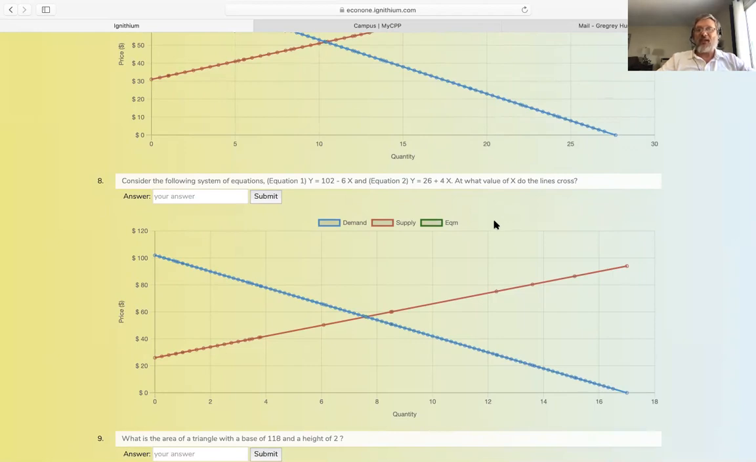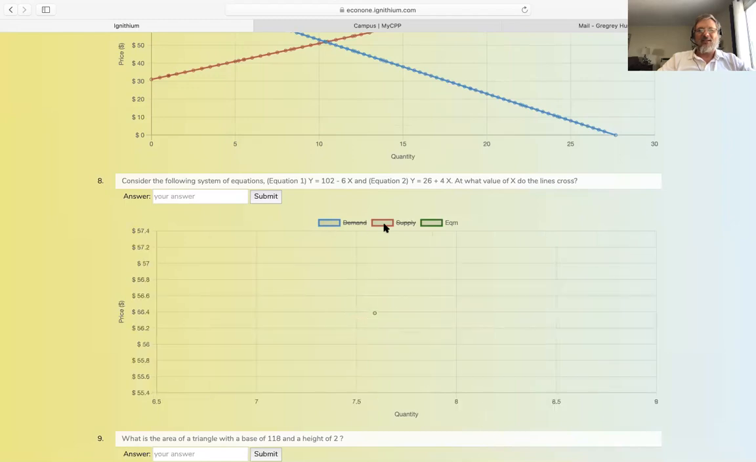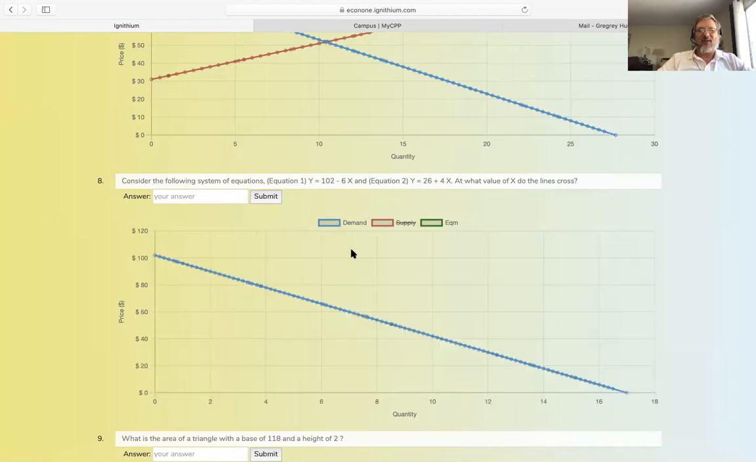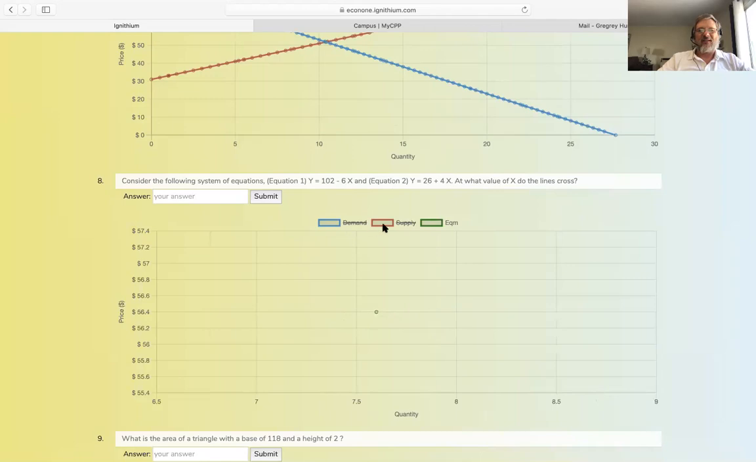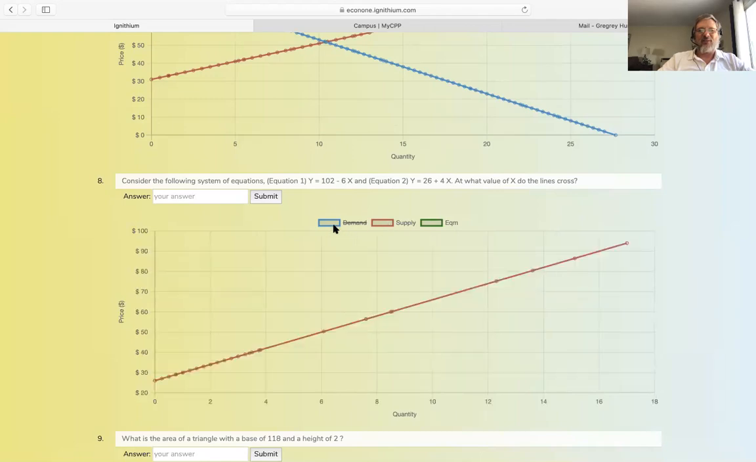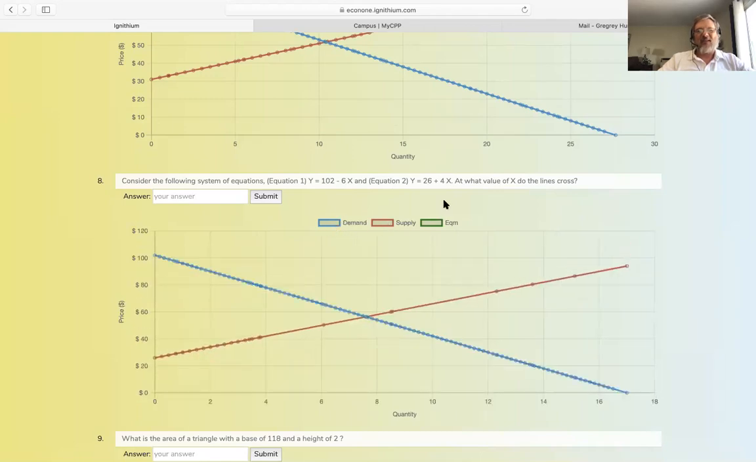Well, let's just read it. You want to read it or you want me to read it? We'll walk through it. So it says, consider the following system of equations. You got equation 1, which is this one, and equation 2, which is that one. They're in the order they appear in the problem. So that's equation 1, and that's equation 2, the graphs from. And it says, at what value of x do the lines cross?